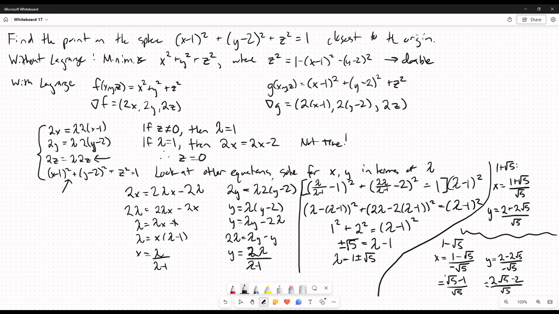And we need to decide which of these two cases is going to give us our minimum distance. And I think you can also convince yourself this is closer to the origin. To the origin.